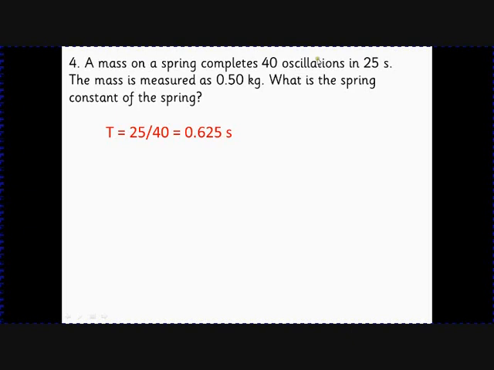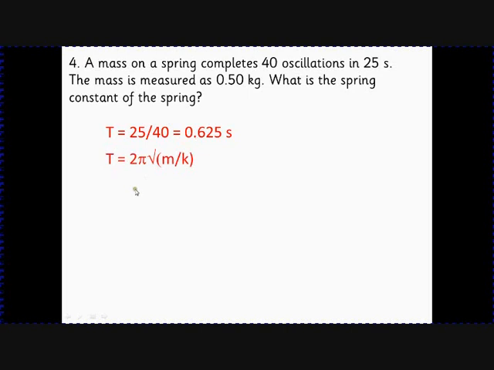0.625 seconds. What I'd always recommend you to do is to look at this and think, are these oscillations taking more or less than 1 second? Okay, I've got 40 oscillations in 25 seconds, so clearly that's less than 1 second for each oscillation. If you do this the wrong way up, you'll get more than 1 second.